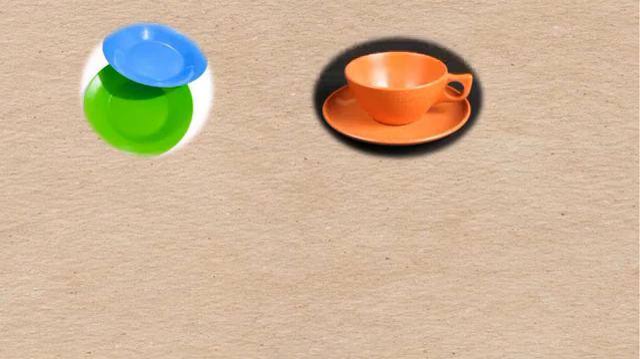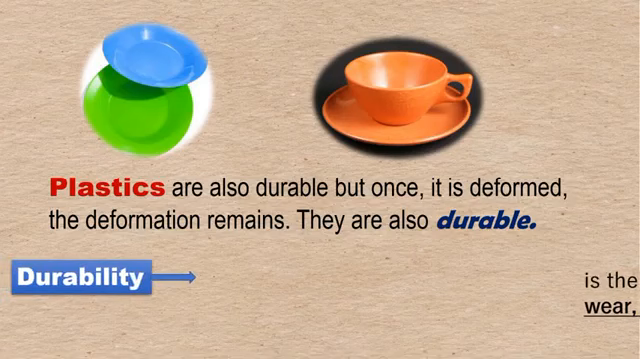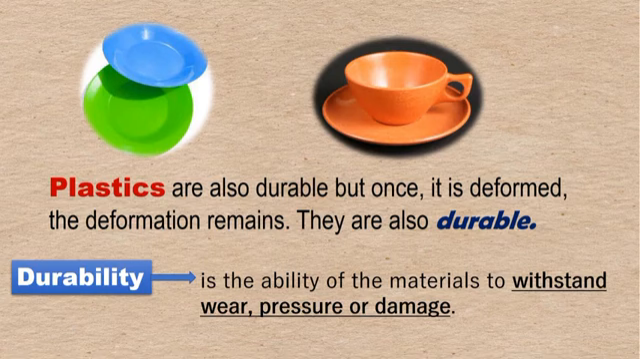There are also some plates, cups, and saucers that are made from plastics. Plastics are also durable, but once it is deformed, the deformation remains. Durability is the ability of the materials to withstand wear, pressure, or damage.